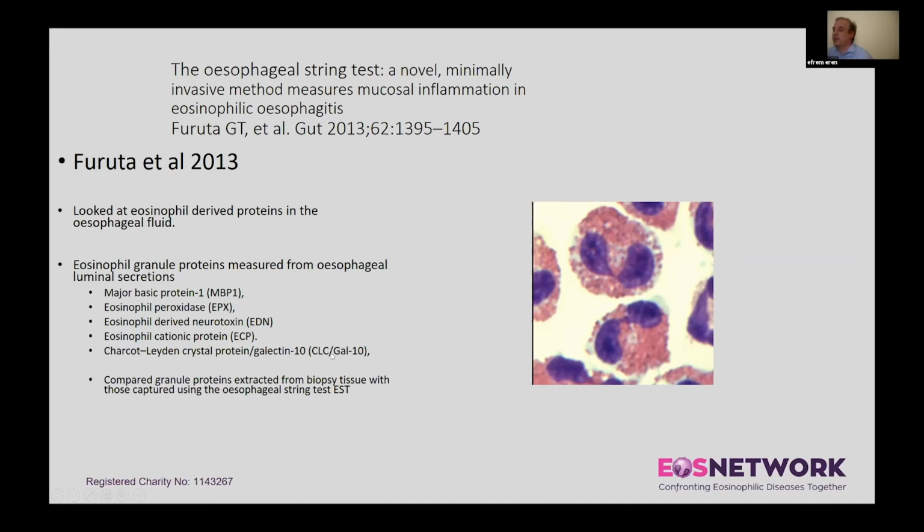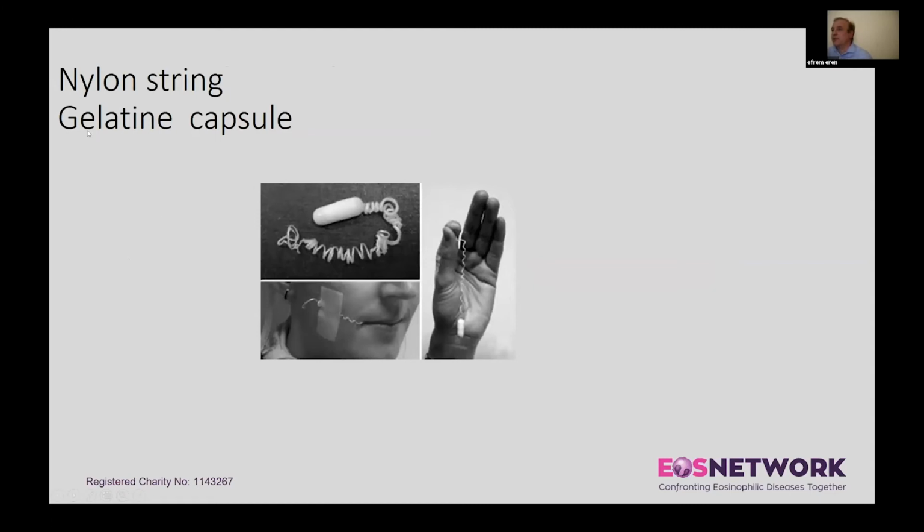So in this paper, what they did is they looked at these mediators, and when an eosinophil's agitated, it degranulates in the same way as mast cells do in allergic reactions, and releases these chemicals into the tissue, but also into the lumen of the esophagus. And what they did is use this string test, an Enterotest.